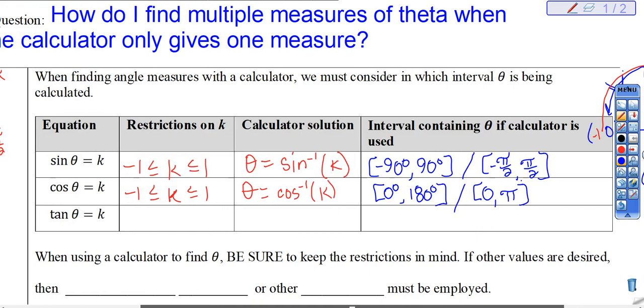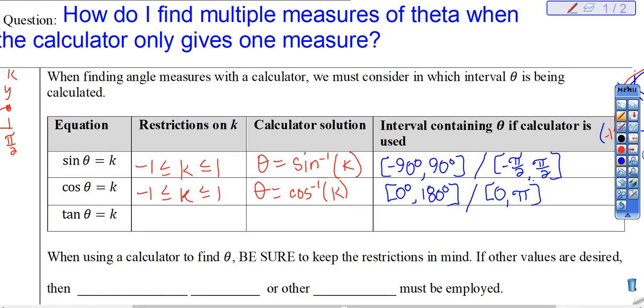Okay, tangent. Tangent of theta equals k. All right, so let me ask you something. Can tangent of theta be anything I want? Does tangent theta's range go from negative infinity to infinity? Yep. So k has no restrictions. Any number can represent k for our tangent function. And if we wanted to find theta in the calculator, we'd say theta is equal to the tangent inverse of k. So that's what we'd plug into our calculator to find theta.